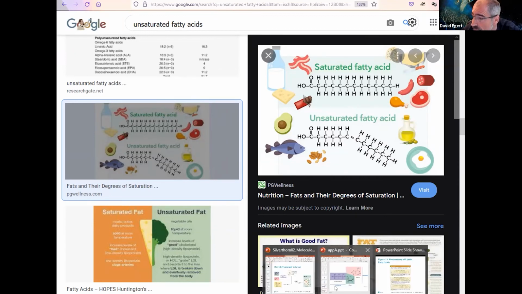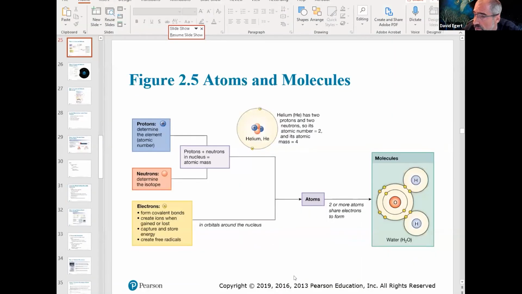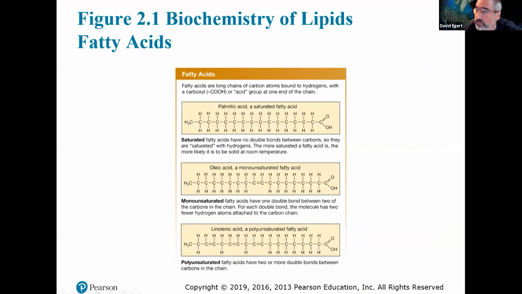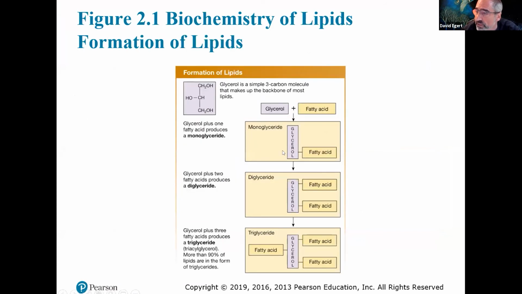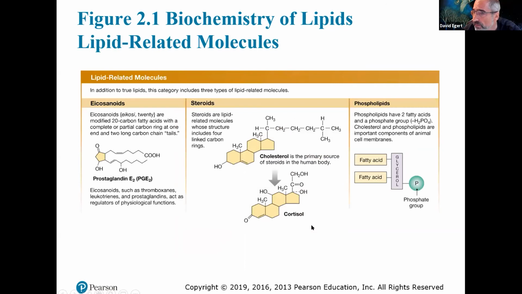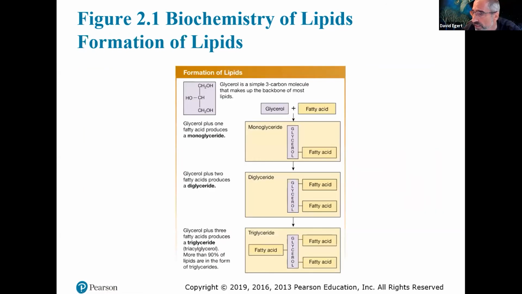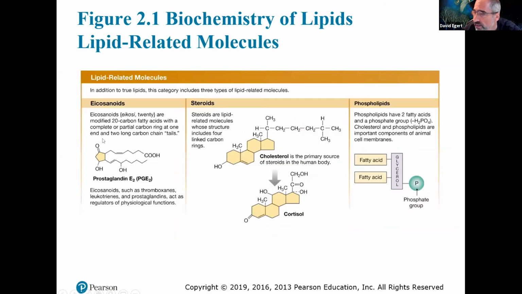Okay, back to the PowerPoint. When we want to make a triglyceride, it's just taking that glycerol and adding in three fatty acids. And again, I wish they had them all go in the same direction, but for whatever reason, they're doing it this way. Steroids, again, I was mentioning the four interlocking rings. You don't have to worry about the detail.